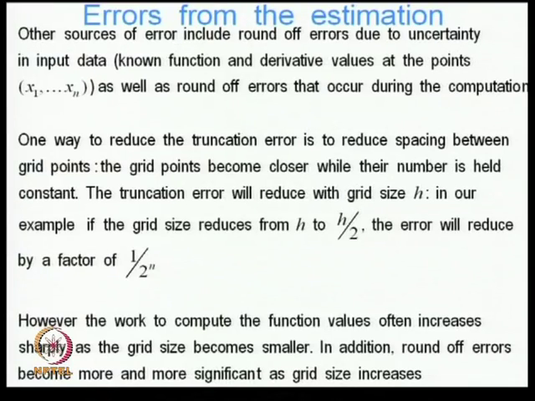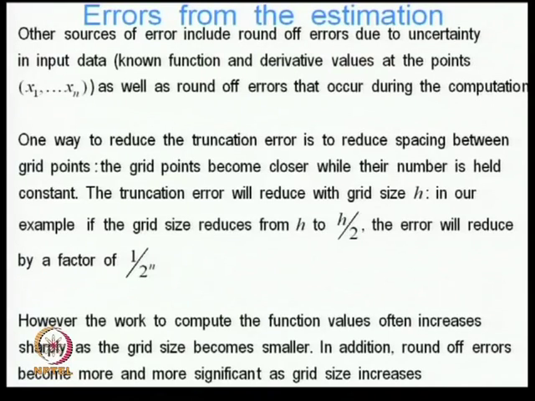One way to reduce the truncation error is to reduce the spacing between the grid points. If you make the grid points closer and closer while their number is held constant, the truncation error is going to reduce with grid size. As you make your grid finer and finer, the truncation error reduces. In our example, if the grid size reduces from h to h by 2, the error will reduce by a factor of 1 by 2 to the power n, because the error goes as h to the power n.